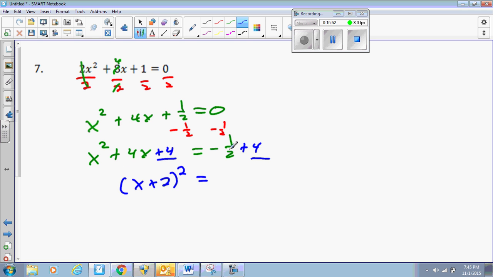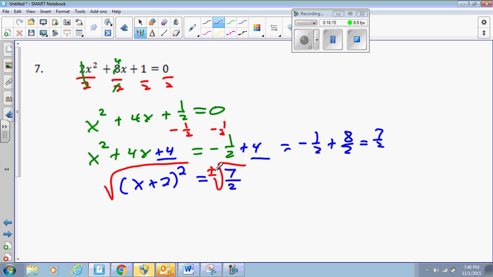So that equals, now negative 1/2 plus 4 is negative 1/2 plus 8 over 2, using a common denominator of 2, which is 7 over 2. So this would be 7 over 2. And now when I take the square root of both sides, plus or minus, so I have x plus 2 equals plus or minus the square root of 7 over 2, which equals plus or minus the square root of 7 over the square root of 2.